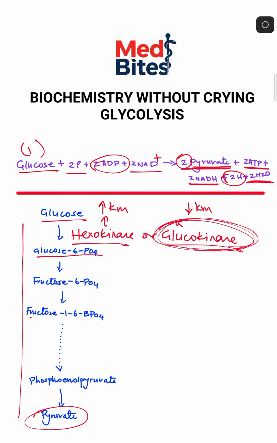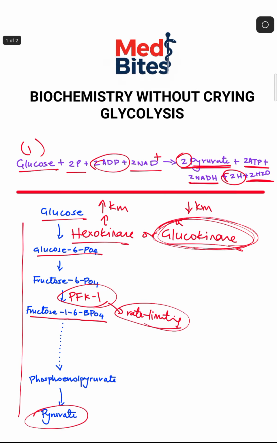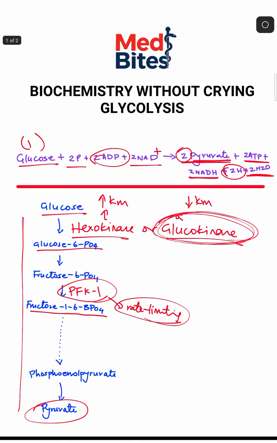Next, glucose 6-phosphate is then converted into fructose 6-phosphate, and fructose 6-phosphate becomes fructose 1,6-bisphosphate. Now, this step is catalyzed by the enzyme phosphofructokinase 1. This is the rate-limiting enzyme in glycolysis. It's important to know this, okay? Now, if there's only one enzyme you need to remember for glycolysis, make sure it's this one, phosphofructokinase 1.